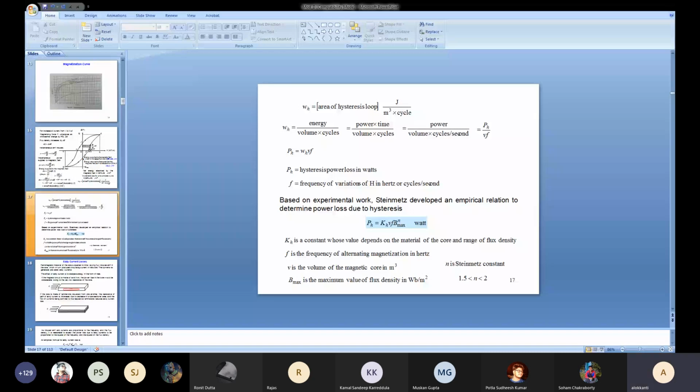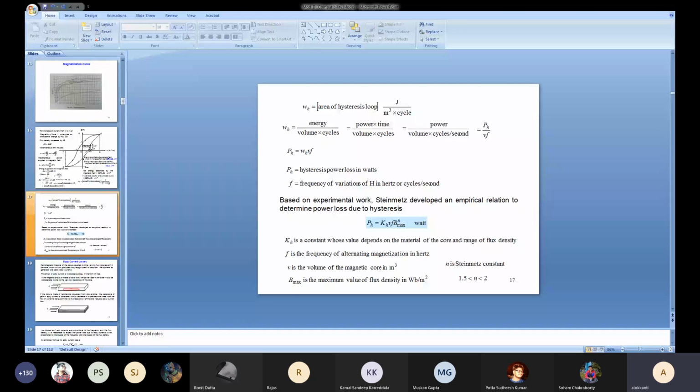So today we will discuss another loss that takes place inside any iron piece which is magnetized, which is known as the eddy current loss. The ferromagnetic material of the core is subjected to time varying flux. It induces EMF in the core, which in turn produces circulating current in the core.